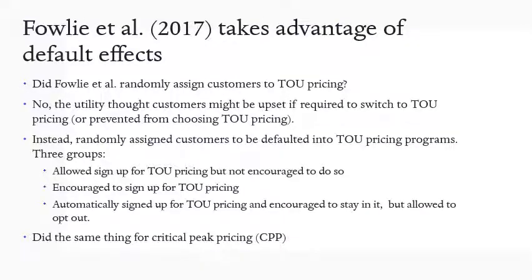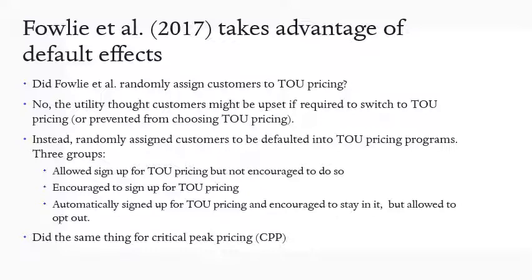Fowlie et al. takes advantage of an experiment like this. Did Fowlie et al. randomly assign customers to the time of use pricing? No. One of the hurdles to a lot of these experiments is the utility often thinks that customers might be upset if they're required to switch to the time of use pricing. Utilities don't want to upset their customers. It's a common problem when running these types of studies. Instead, they randomly assigned customers to be defaulted into time of use pricing programs. There were three groups.